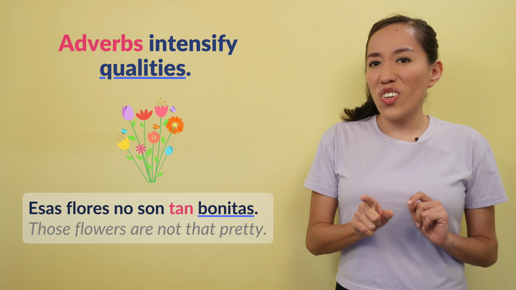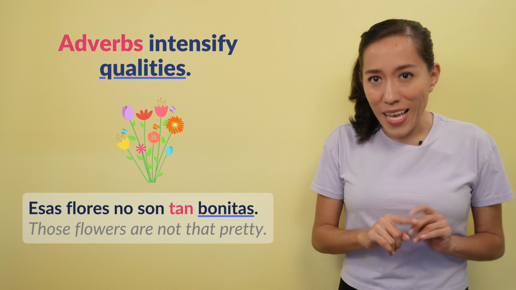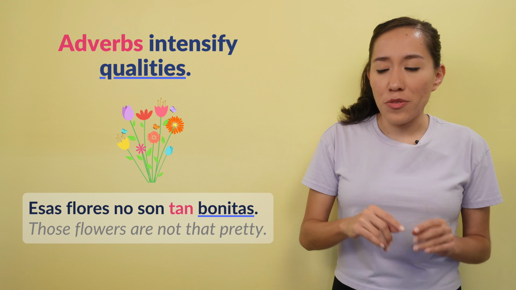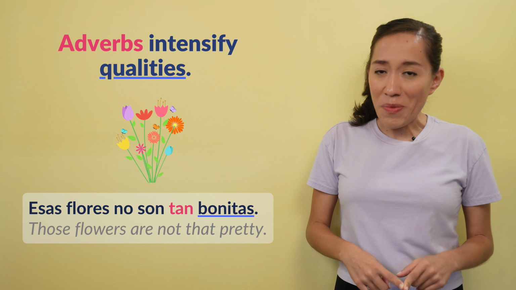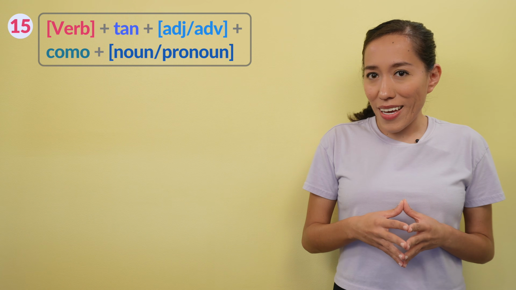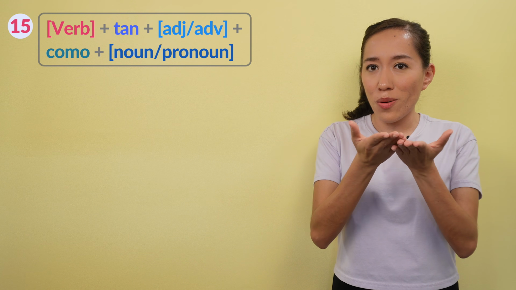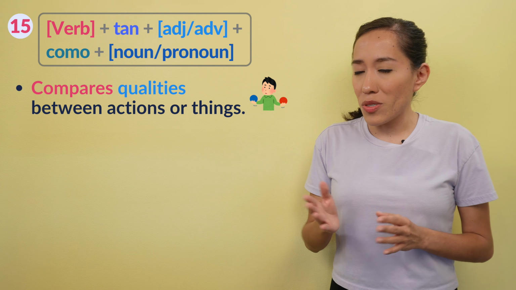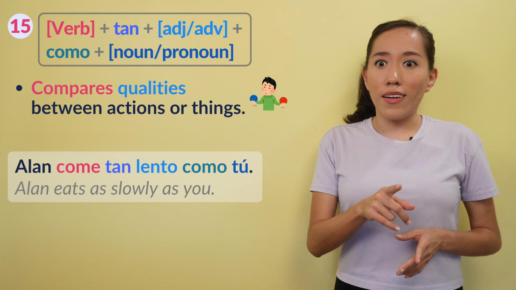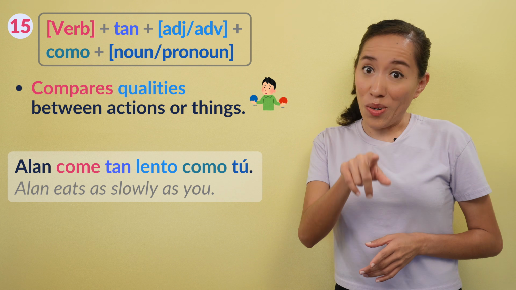Esas flores no son tan bonitas. Understanding how adverbs and adjectives work together is key for the next formula. La fórmula número 15 es una fórmula de comparación, and we are going to use it to compare qualities between actions or things. Alan come tan lento como tú.